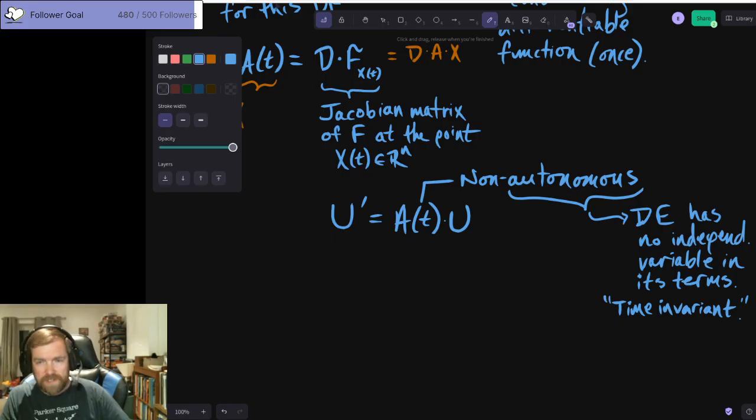In this particular case, this is going to be non-autonomous. So A, our transformation function, does depend on t in some way, shape, or form. Therefore, the system that we have here, u prime equals A of t times u, is going to be non-autonomous.